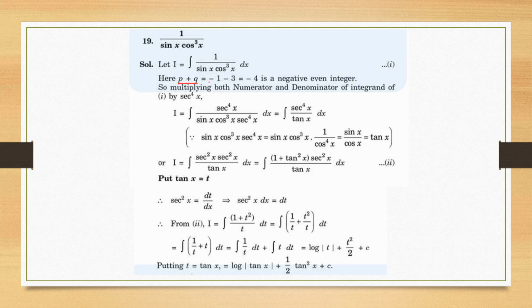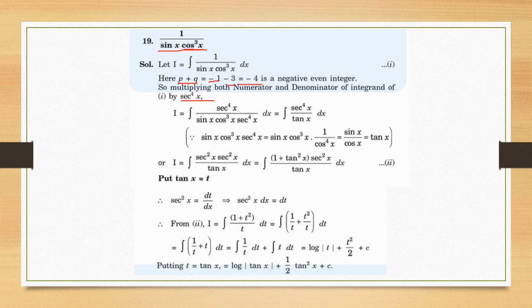This is minus 3, which is minus 4, which is a negative even integer. So as per the previous note, I have to multiply and divide by secant raised to power 4x. Or I can decide that, see, it is 1 upon sine and cos in multiplication with different powers. So I will divide and multiply with the power of cos one more than the given cos power, right? Like I have to divide numerator and denominator by 1 upon cos 4x both, right?